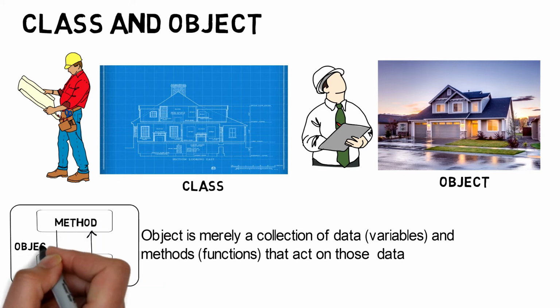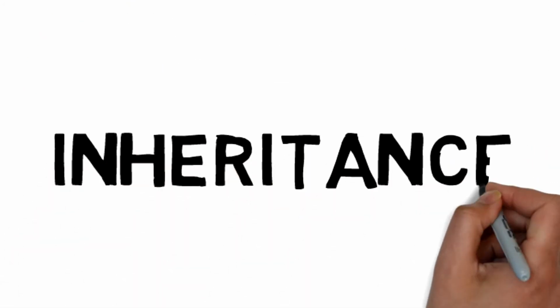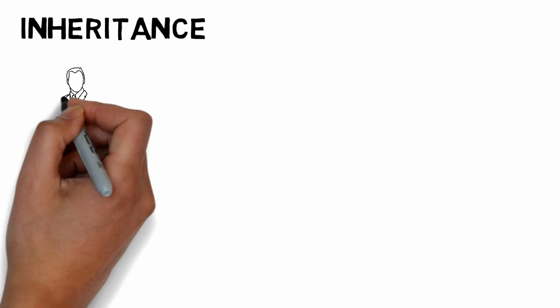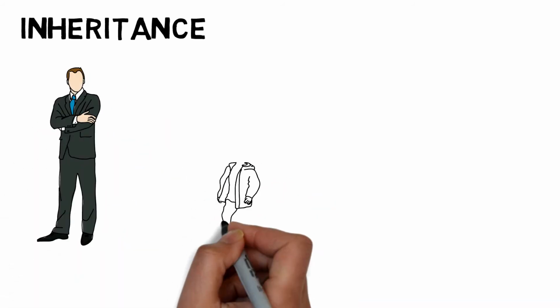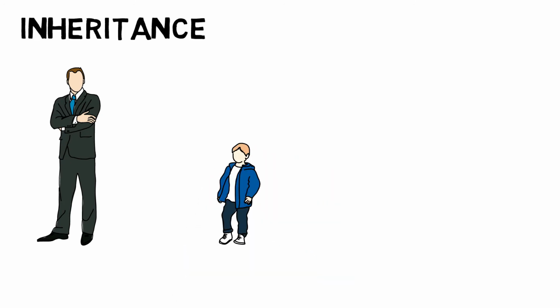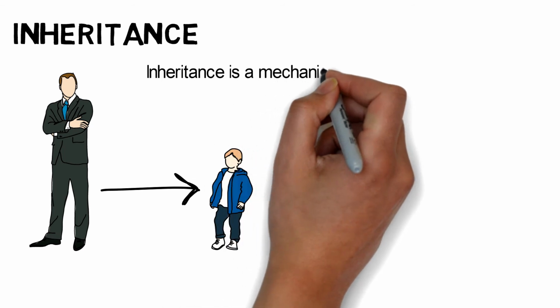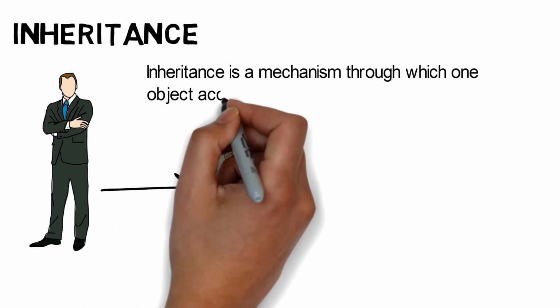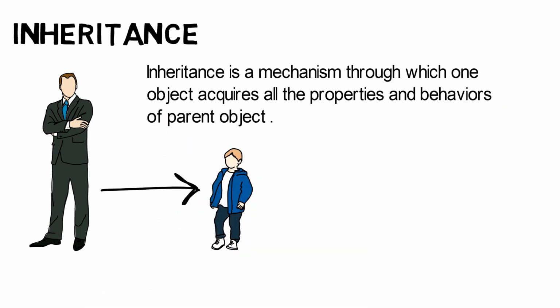So let's move on to the next one, that is inheritance. Inheritance means the characteristic features, properties and behaviors will be acquired from parent to their offspring. In the same way, in programming, inheritance is a mechanism through which one object can acquire all the properties and behavior of a parent object. So let's understand with the help of an example.